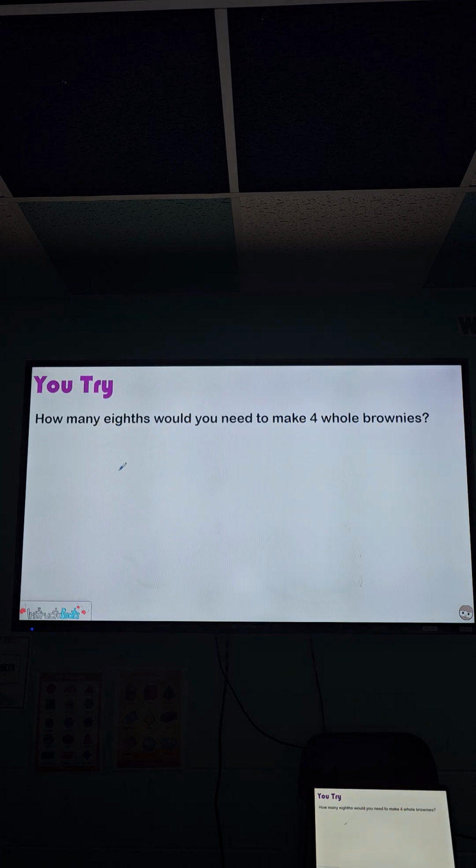The question says how many 8ths would you need to make 4 whole brownies? So you can either draw out 4 whole brownies and split it into the unit fractions and then count them, or you could use your unit fraction and recognize the patterns that we were talking about the last couple problems to try to solve it that way.